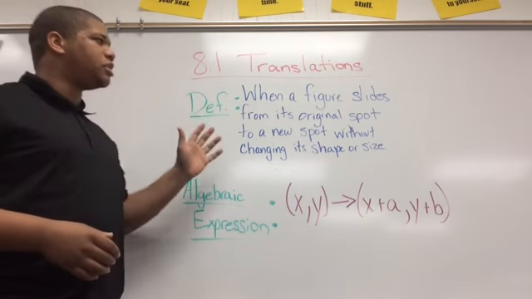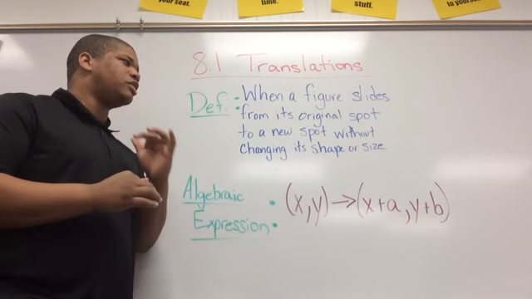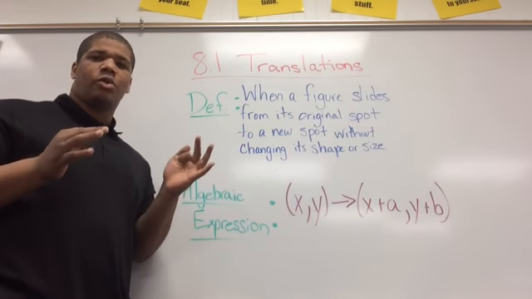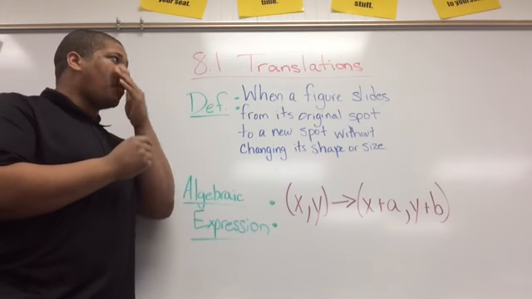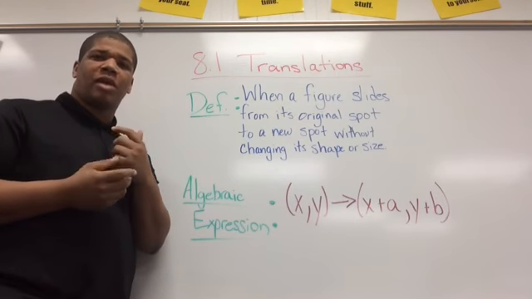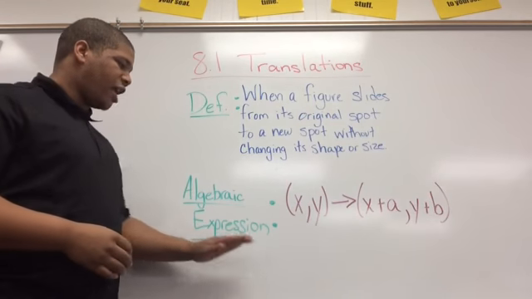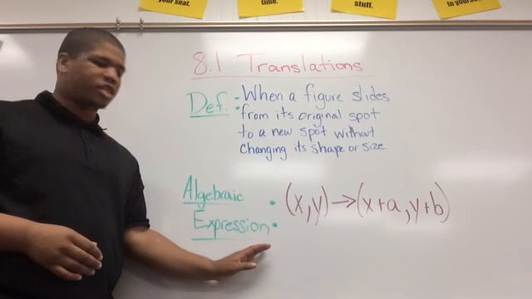So a translation is when a figure slides from its original spot to a new spot without changing its shape or size. So later on we're going to look at a graph and you're going to be able to see what a translation looks like. And also we have an algebraic expression for our translation.